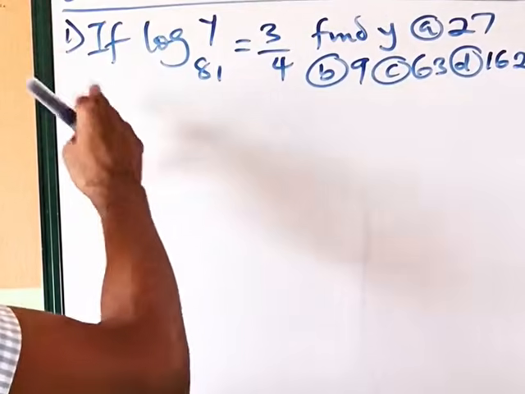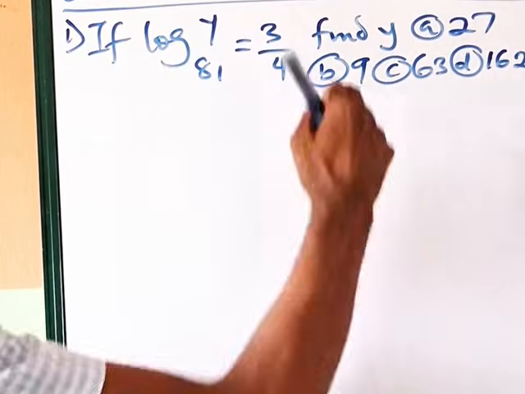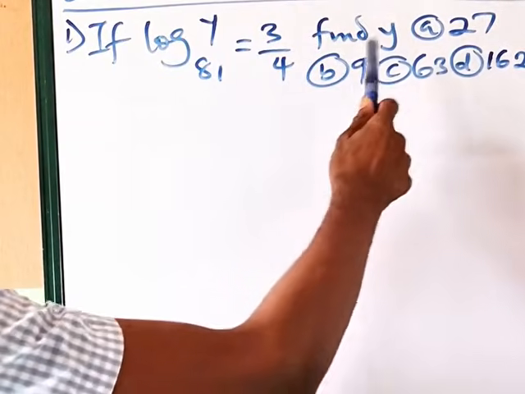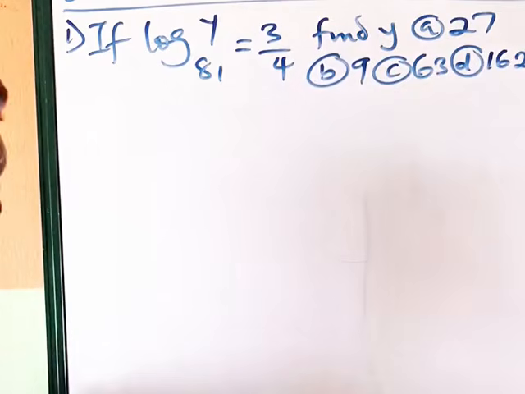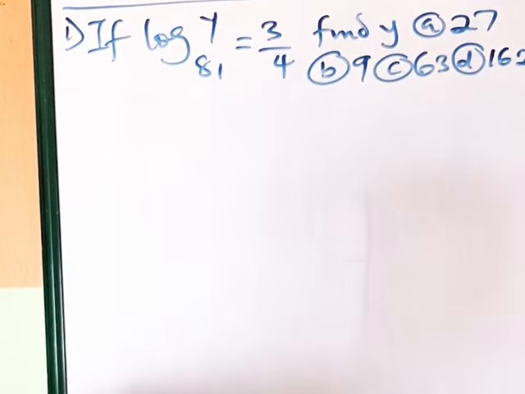This question says, if log y base 81 equals 3 over 4, find y. Option A, 27, B, 9, C, 63, D, 162. So how do you solve this question? It is very, very simple.